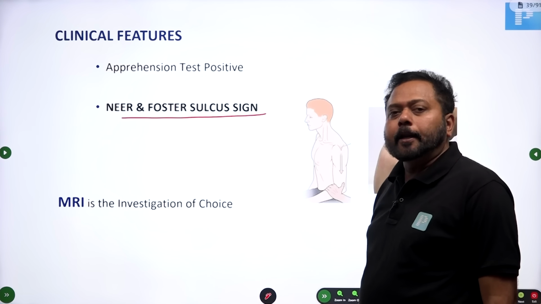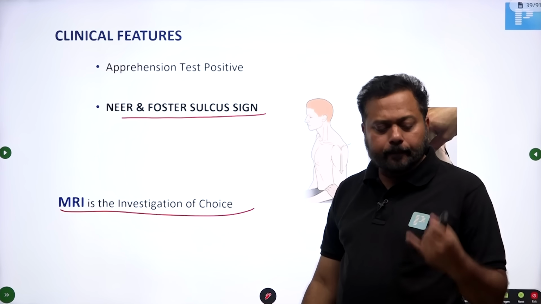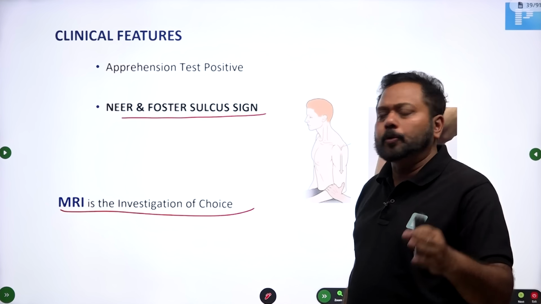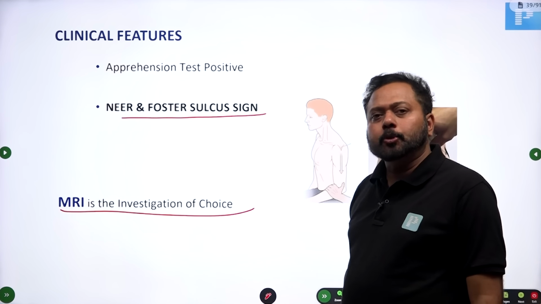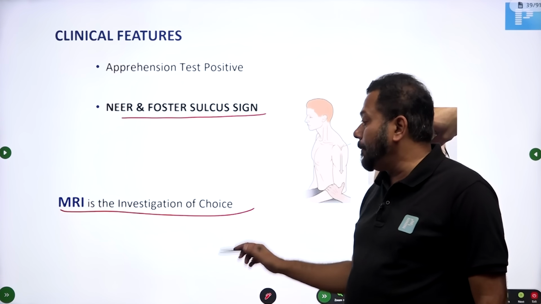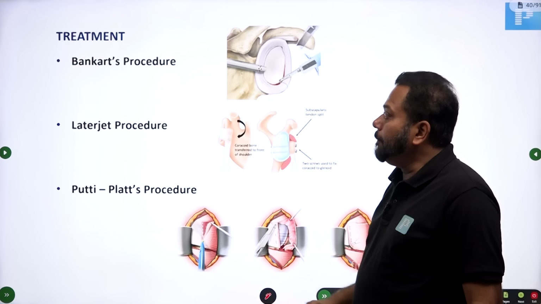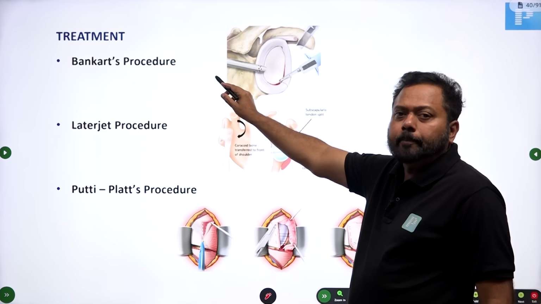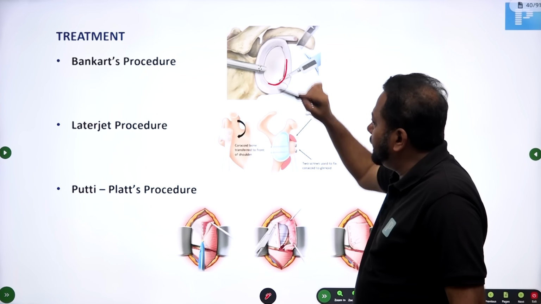And the investigation of choice, obviously MRI, because I want to see the glenoid labrum erosion, I want to see Bankart's lesion. Soft tissue lesions can be detected only by MRI, not X-ray. So for recurrent shoulder dislocation, investigation of choice is MRI. This is an expected question. Please don't forget. Coming to treatment, just remember Bankart's procedure, best treatment. See, there is a tear in the antero-inferior aspect of the glenoid labrum.